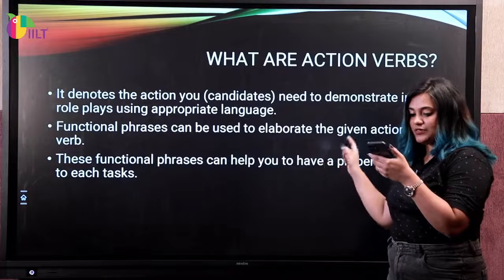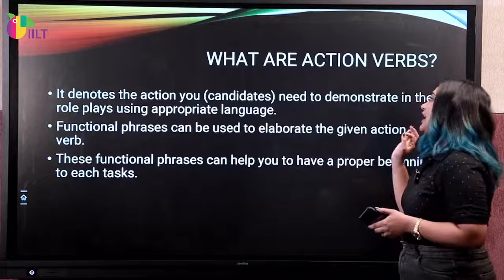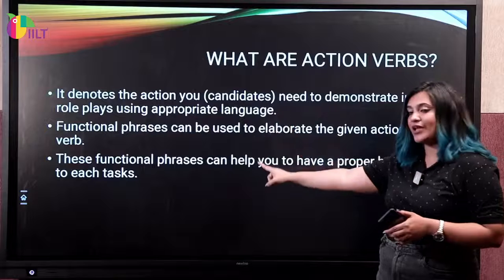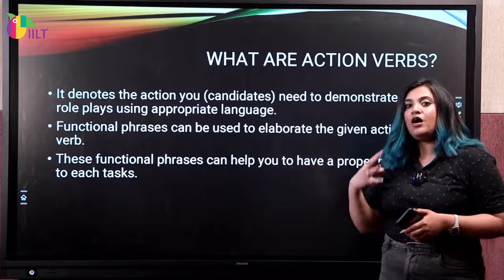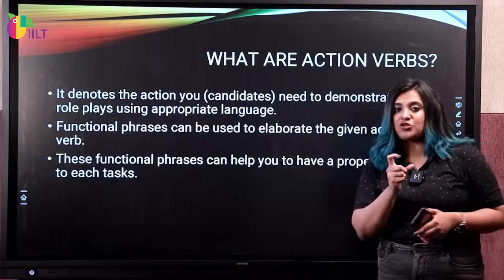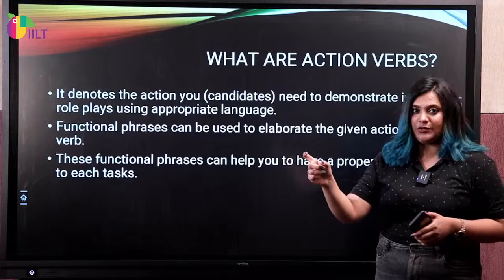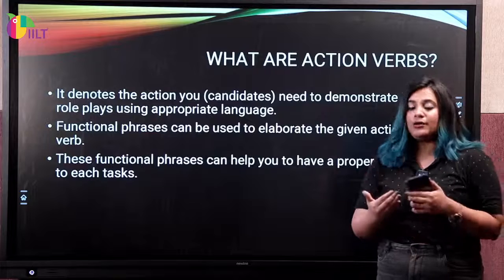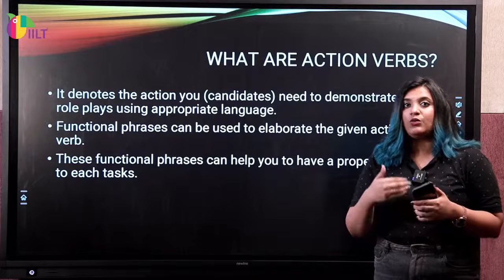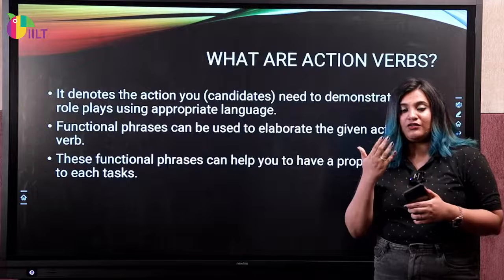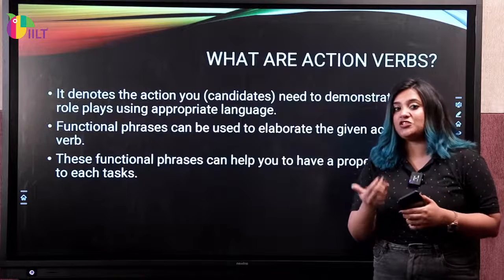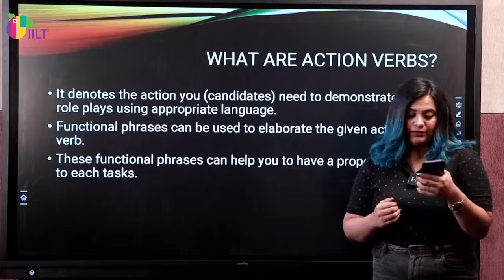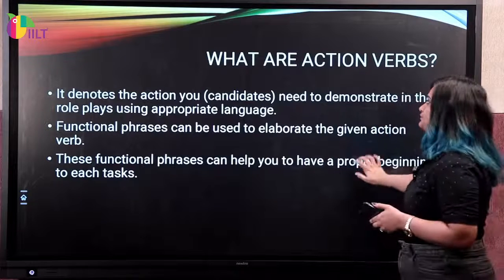That is why it is very important that you know the common action verbs, and that you also prepare a functional phrase for each. You need to have a proper understanding: if this is my action verb, this is how I'm going to start that particular task. This session is going to help you in that aspect. If you struggle with the beginning, or get confused about how to start a particular task and always get stuck on that aspect, this is going to help you. So let's move on.